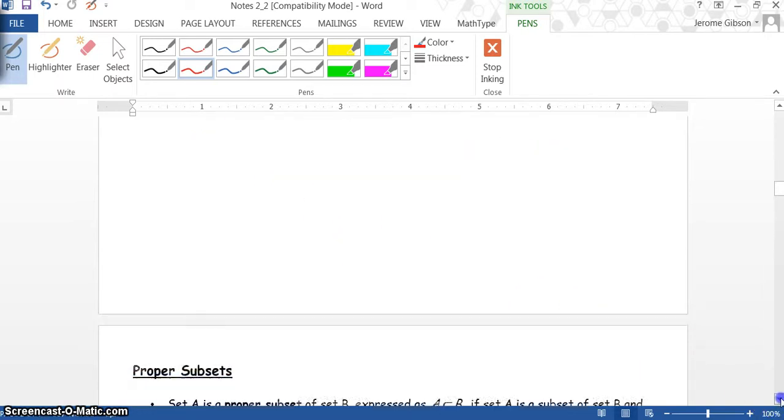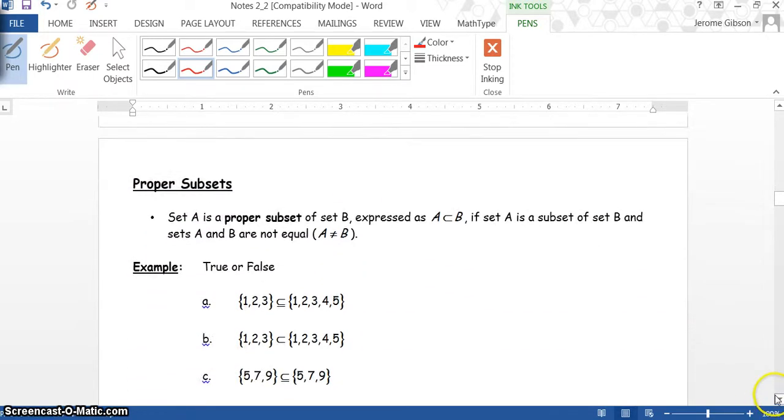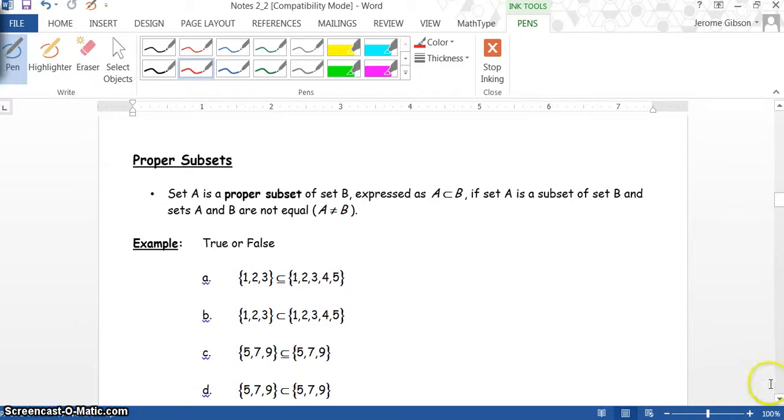Okay, now we go to the next page. We have proper subsets. Set A is a proper subset of set B, expressed as A is a proper subset of B, if set A is a subset of set B and sets A and B are not equal. Okay, now true or false.